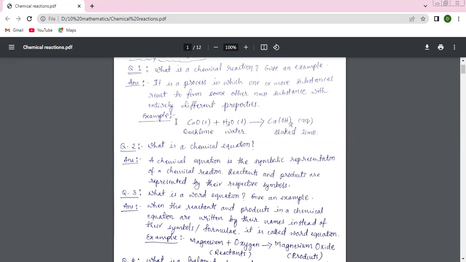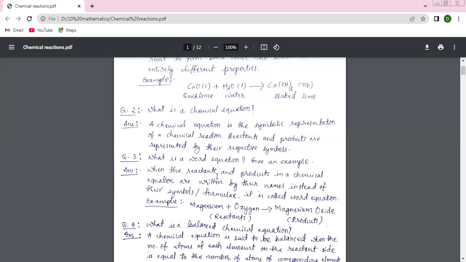These are called the reactants. So quicklime and water are referred to as the reactants, and this slaked lime is a product. So these two reactants react together to form the product. So this reaction is represented symbolically in this way. This symbolic representation of a chemical reaction is a chemical equation.